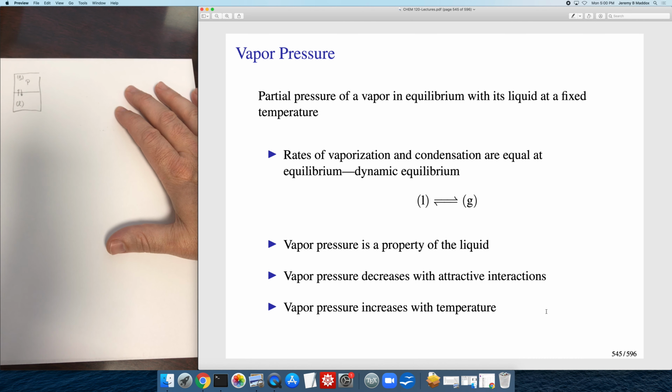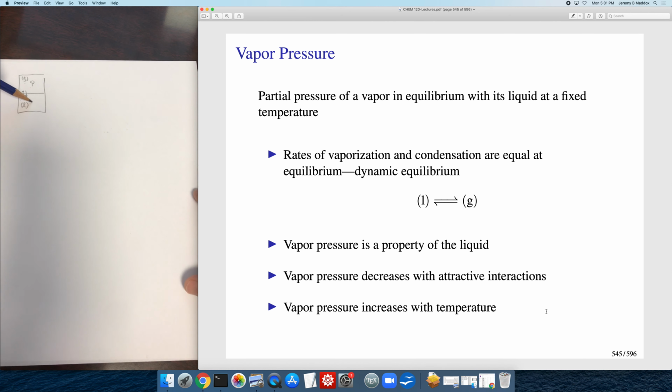All liquids have a vapor pressure. The vapor pressure depends upon the substance because it's related to intermolecular interactions. The stronger the intermolecular interactions, the lower the vapor pressure. The weaker the intermolecular interactions, the higher the vapor pressure, the greater the tendency for the liquid to vaporize. The vapor pressure also depends upon temperature. As you increase the temperature of a substance, its vapor pressure also increases.